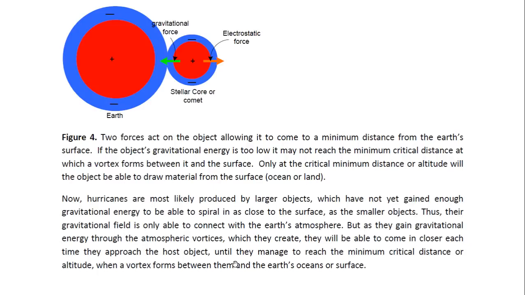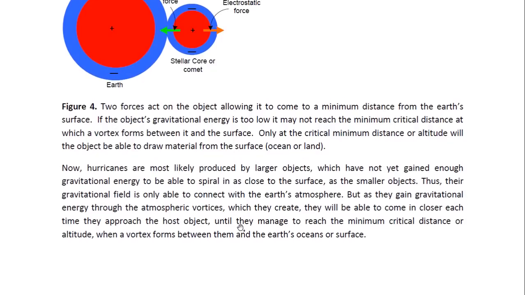Now, hurricanes are most likely produced by larger objects which have not yet gained enough gravitational energy to be able to spiral in as close to the surface as the smaller objects. And I talk about spiraling because as they approach the Earth or the Sun, they will go into an elliptical orbit and spiral around. That is, they will come to a perihelion position every couple of hours, but that perihelion position will decrease. They spiral in. And this is shown in Article 343.